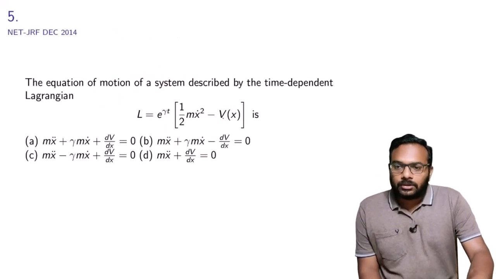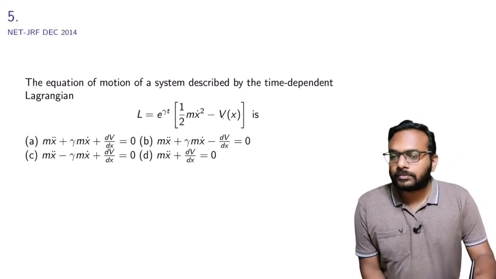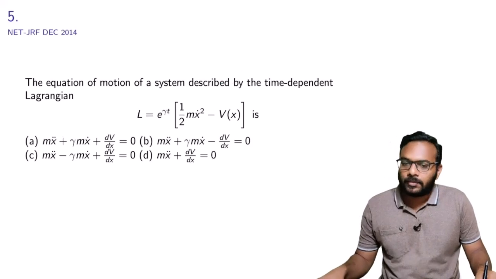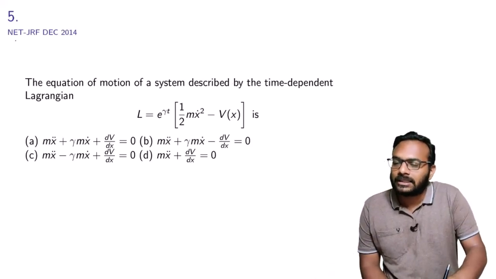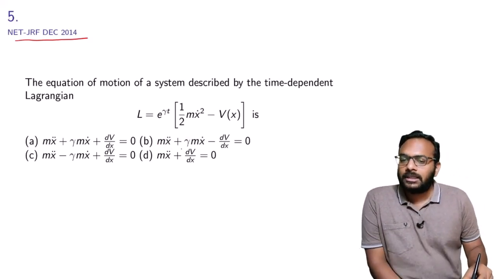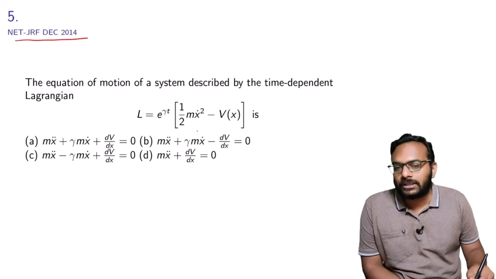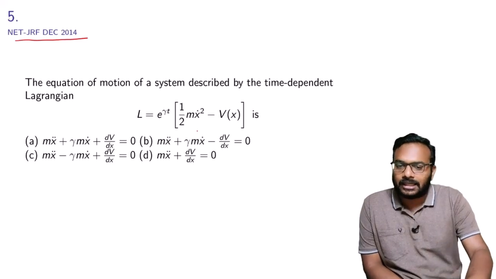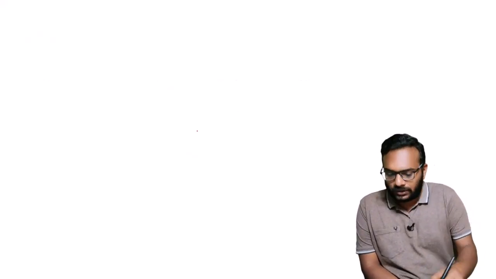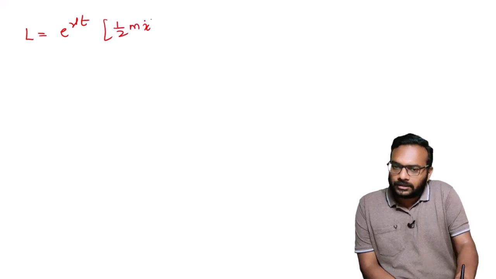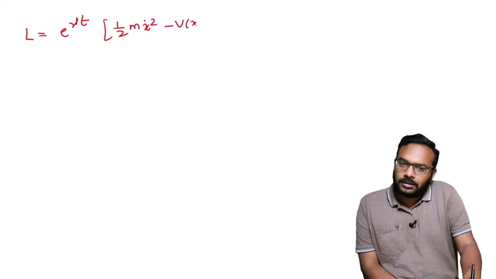Okay, I think we'll quickly do one more problem or two more. The equation of motion of a system is described by the time dependent Lagrangian. These are previous NET questions. This was asked for the NET JRF exam in December 2014. So the Lagrangian is given, and you are asked to find the equations of motion. It's easy. You just do the mechanical calculations. It's not very difficult. You just have to be a bit careful. So such easy problems are also asked. L is e raised to gamma t times half m x dot square minus V of x.